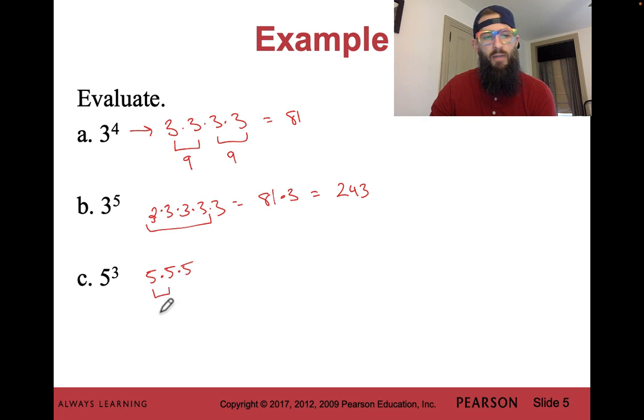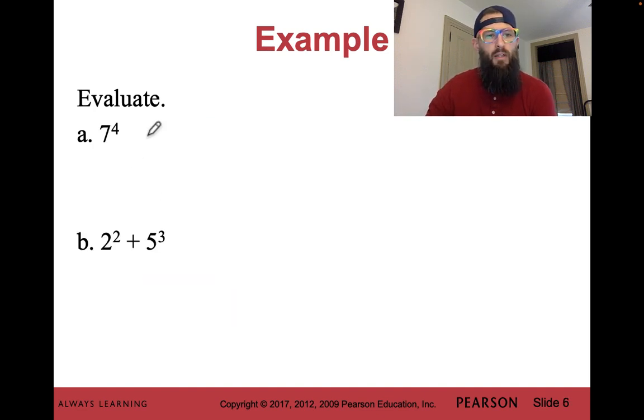Now for the last example, we have 5 times 5 times 5. We can think about it as 5 times 5 is 25, times another 5 is going to be, if we want to write it out, 25 times 5. 5 times 5 is 25, carry the 2. 2 times 5 is 10, plus 2 is 12. So 5 to the 3rd power is equal to 125.